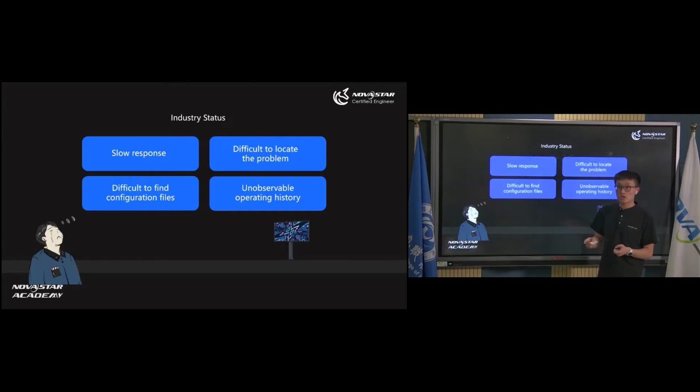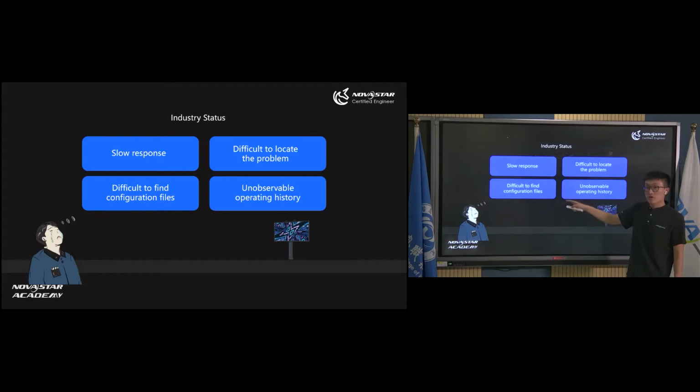But if the engineer does some smart settings or changes some parameters on the receiving card, the small issue can become much worse, and it's difficult to find the configuration files. And all the operating history can't be found, because there's no database and no one remarked it. Where to remark it, we don't know.